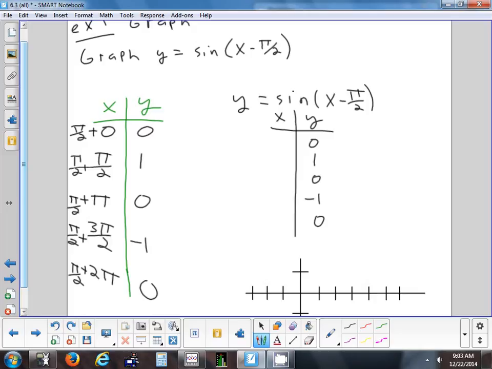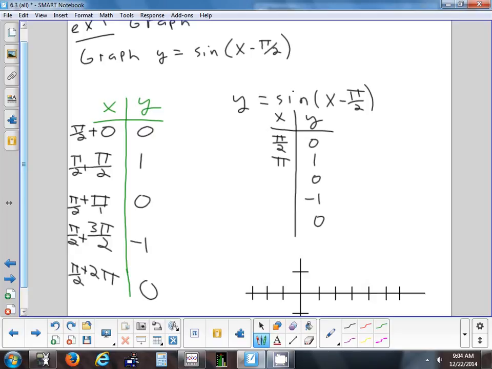So pi over 2, pi, 3 pi over 2, 2 pi, 5 pi over 2. Okay, and then just graph your points. Pi over 2, 0, 1, 0, down to -1, and 0.